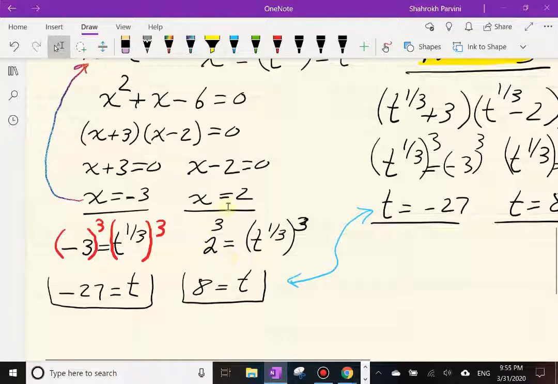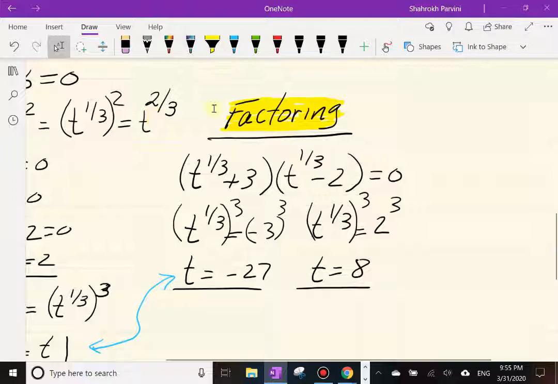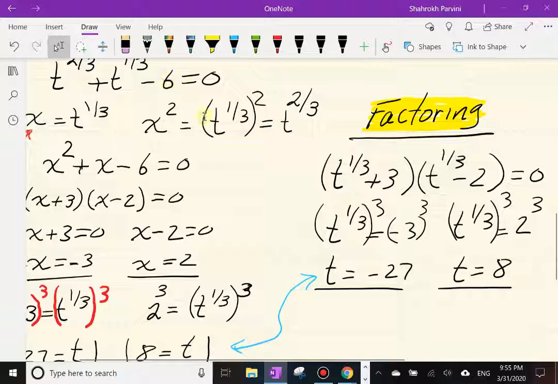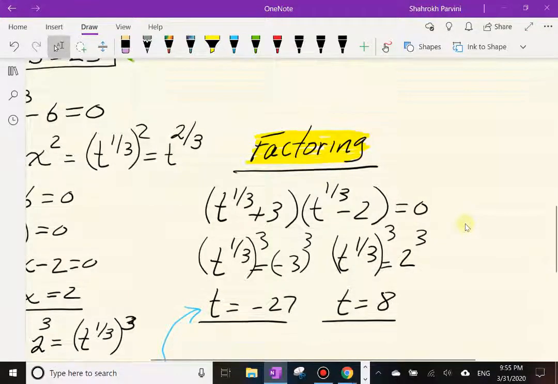The other solution is when you plug in a 2 for x, and then I cubed both sides of that. 2 cubed makes 8. t to 1/3 cubed, 3 times 1/3 is 1, and that's just t equals 8. That's by introducing a secondary variable x equal t to 1/3. We can also go the factoring route, and here's the factored form: t to 1/3 plus 3, t to 1/3 minus 2. Again, two numbers that multiply to negative 6, that's 3 and negative 2. And the coefficient on the middle term, t to 1/3, it's not written there, so it's really a 1. 3 minus 2 becomes 1, so that's the right combination here.